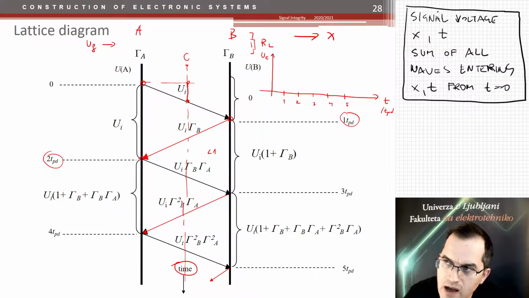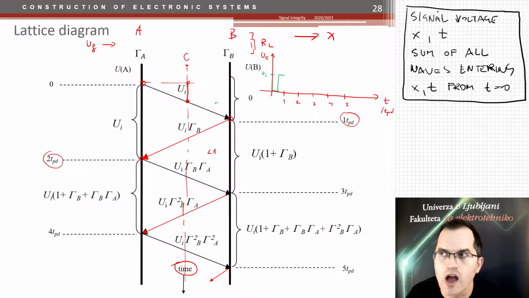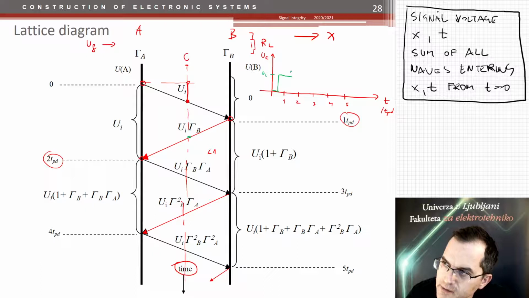And what happens at half of the TPD? The initial voltage happens. Let's say the initial voltage is here. So 0, and at half of the TPD I get initial voltage. How long does it stay the same? Until here. Here it's 1.5 of the TPD, so until here the voltage is the same. Then we get initial voltage times gamma B. Let's say gamma B is more than 0. Let's say it's positive. So this is gamma B times UE. It's smaller because it's less than 1.